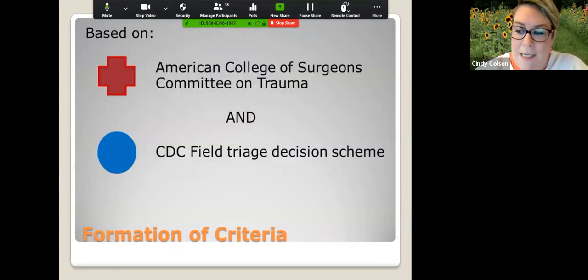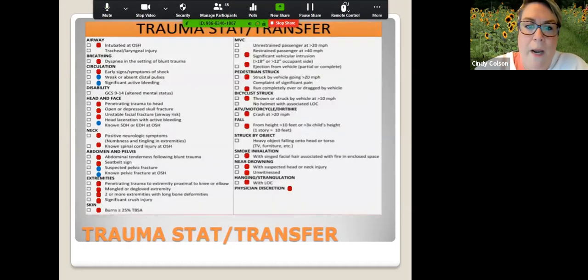Our criteria, we didn't just come up with it. It's not something random where we just want to see these kids in the trauma bay. All of our criteria is based on guidelines and recommendations from the American College of Surgeons Committee on Trauma and from the CDC field triage decision scheme. Right here, we can look at our trauma stat and trauma transfer criteria, and everything that has the little red cross by it, which looks like a little red square, is a recommendation from the American College of Surgeons. The blue dots show what was recommended from the CDC.